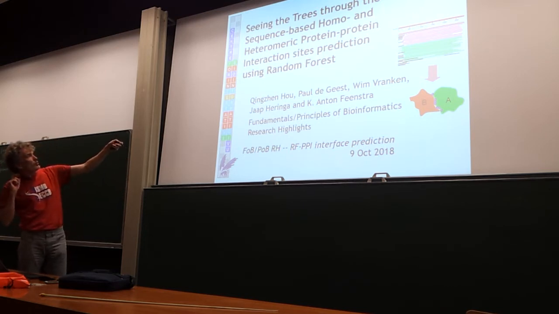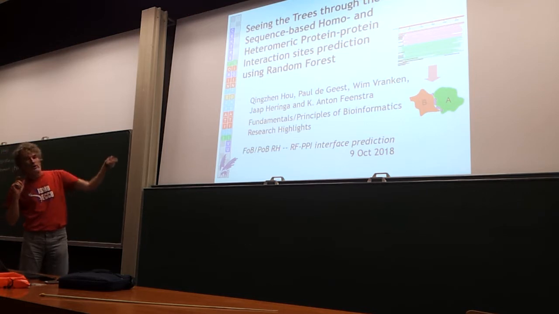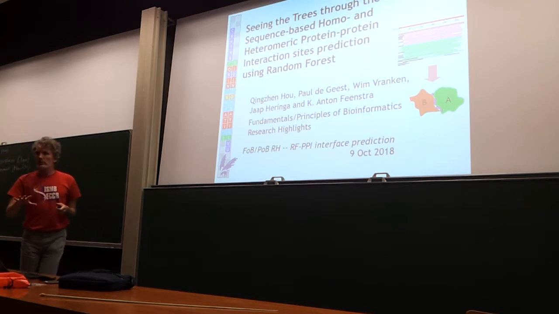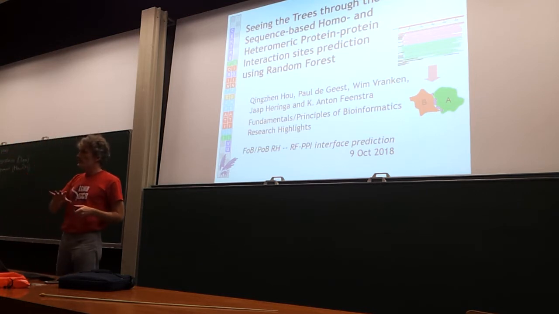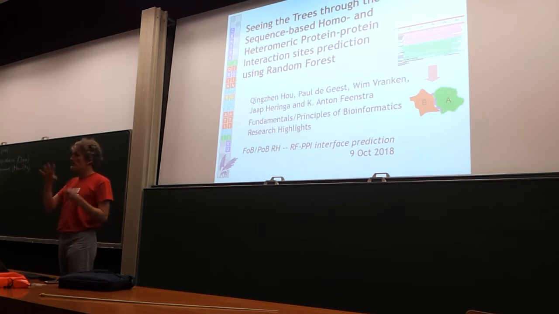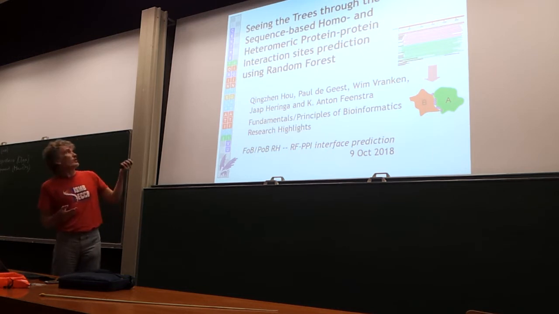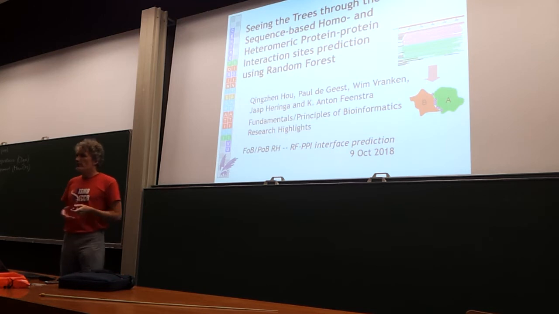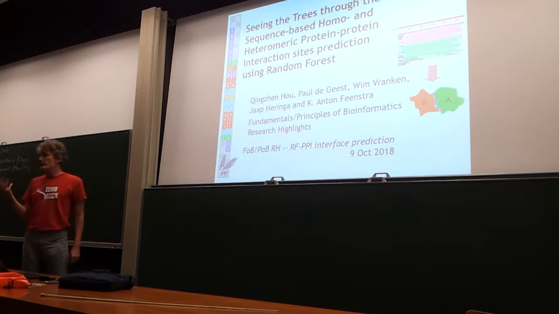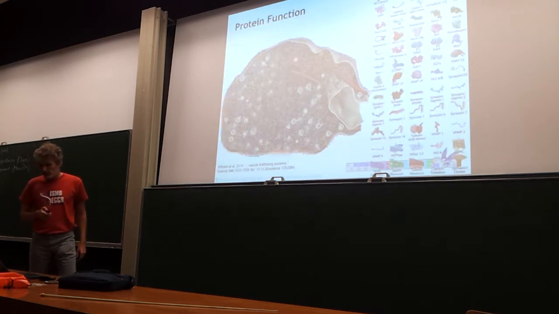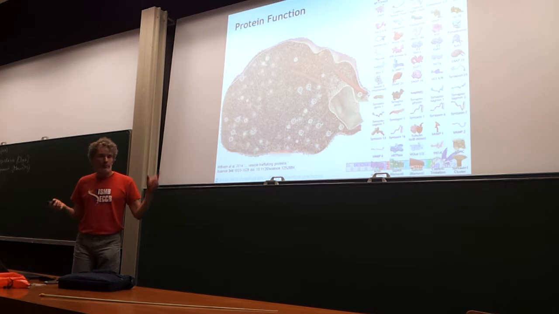So we extended it to predict heteromeric proteins. Everybody who was developing methods like this was saying in their papers that it's so difficult to do both, and we found it to be relatively easy, which I'll show you in a minute. That's why we came to seeing the trees through the forest, because it looks like a nasty problem, and it turned out to be slightly easier than this way. Sometimes you're lucky. Okay, so one step back, protein function.